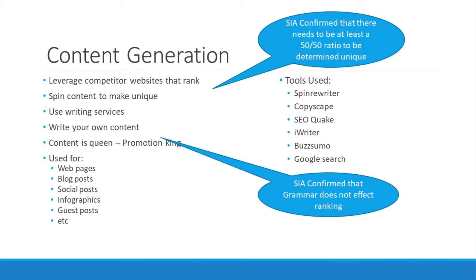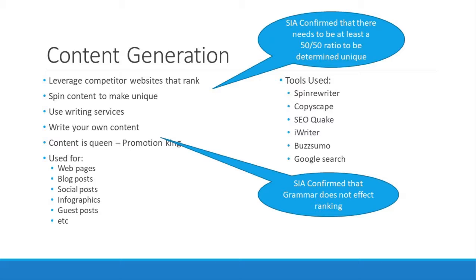So, ways that we are able to do this. One is that we can leverage competitor websites that rank. Two is that we can spin content to make it unique from competitor websites that we find or from gathering a bunch of different content and putting it together. We can use a writing service and we can write our own content if you've got the time and ability.